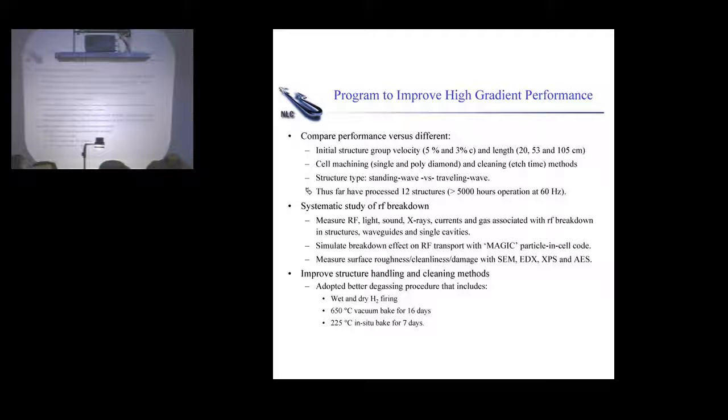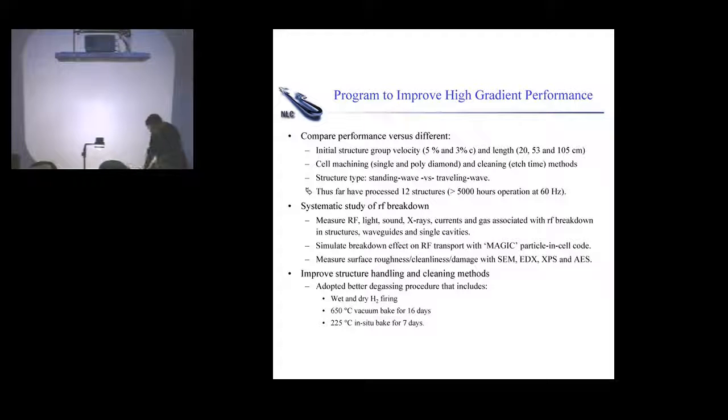We're also looking at different ways of cleaning them and producing them, whether diamond turning or polydiamond turning makes a difference. And we're also running standing wave type structures as opposed to traveling wave. And thus far we've processed 12 structures with over 5,000 hours, and I'll show you some of the highlights of that. And then in parallel, there's a systematic study of breakdown. Surprisingly, after so many years of RF work, the fundamentals of why things break down and the sources of that are not very well understood. And also, we have a program of just improving the way we handle these structures, a lot like what Tesla has done to improve their performance.